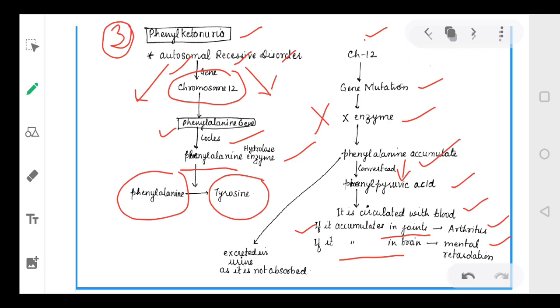Right, and some amount of phenylalanine will also be excreted into the urine. So there will be 3 basic effects on our body. One, pyruvic acid will accumulate in the joints and arthritis will develop. If it accumulates in our brain, mental retardation will occur. And the last, because phenylalanine is in extra amount in the body, it will be released into the urine.